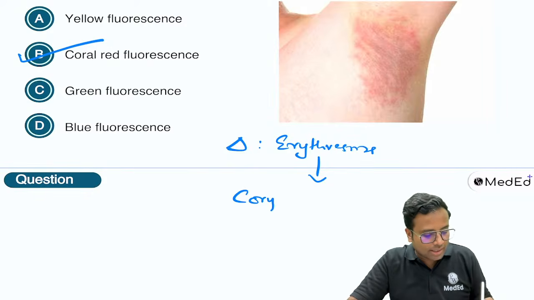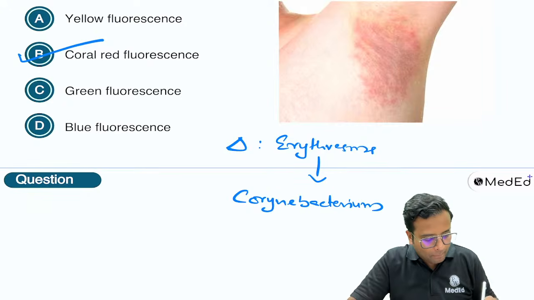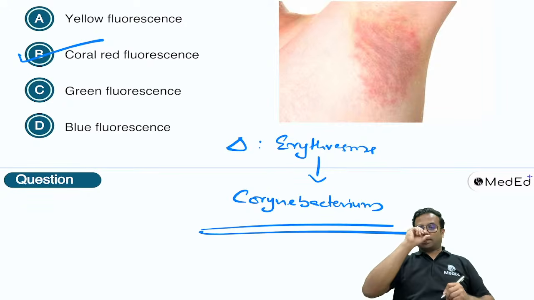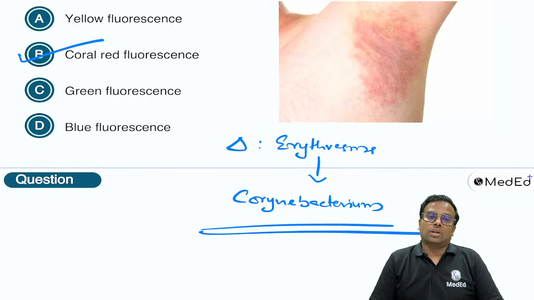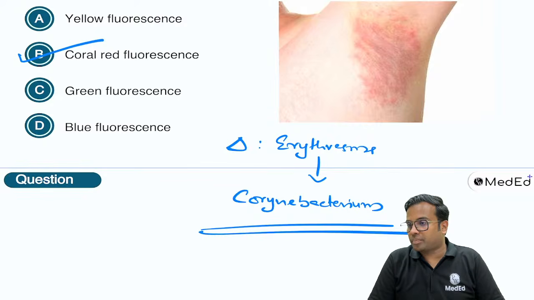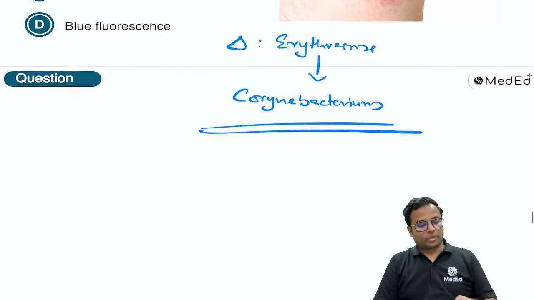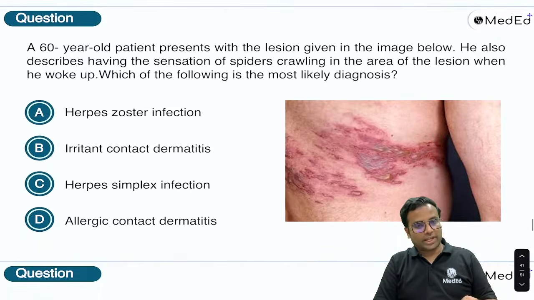It's called Corynebacterium. Okay, Corynebacterium minutissimum. It could be the causative organism of this condition called erythrasma. Excellent. Very good. So now let me move to the next one.